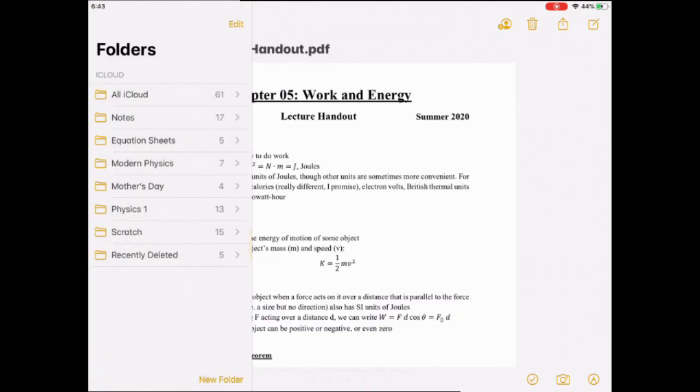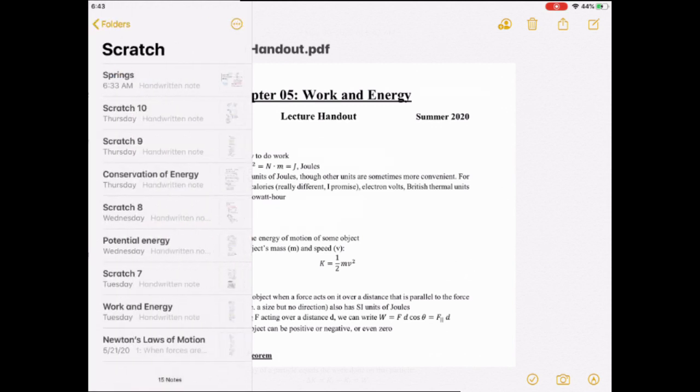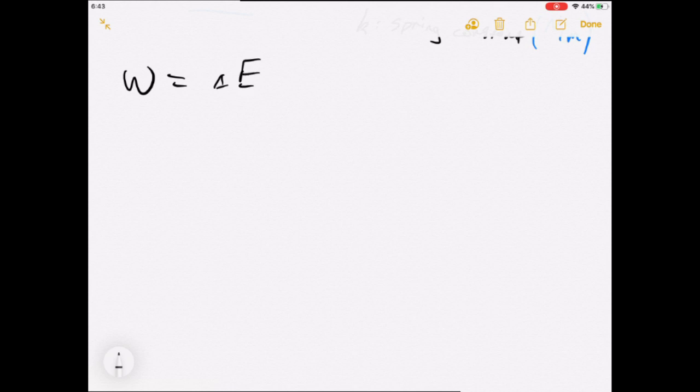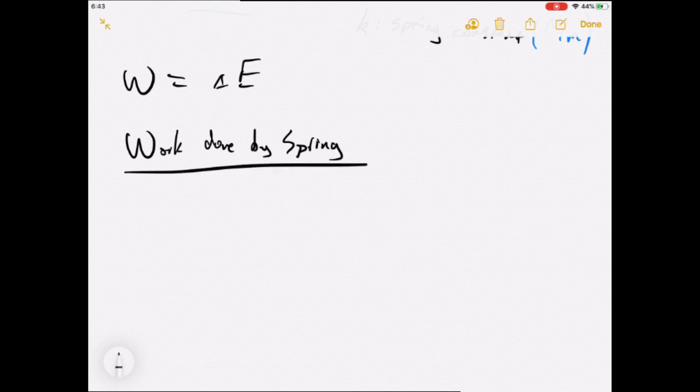So how do we define potential energies? Well, we looked at the work energy theorem. So let's remember the work energy theorem: work equals delta energy. And when we defined gravitational potential, we figured out the work done by gravity and saw that it ended up being a change in some quantity, and we moved it to the other side. I want to do the same thing here. So what's the work done by a spring?